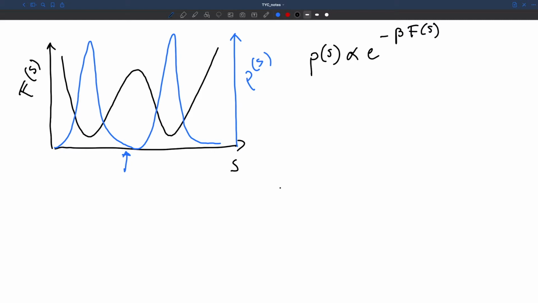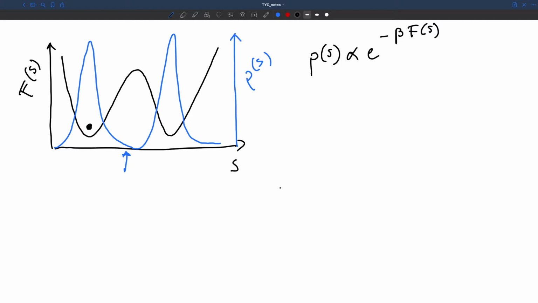So if we start, for example, in this metastable state here, we begin our simulation in this state, we will sample configurations that are close to the minimum, but fluctuations that bring us on top of the barrier and across this bottleneck are very, very rare.